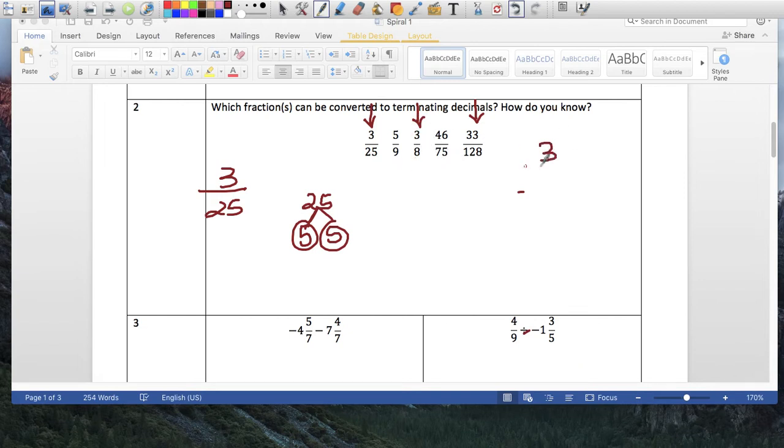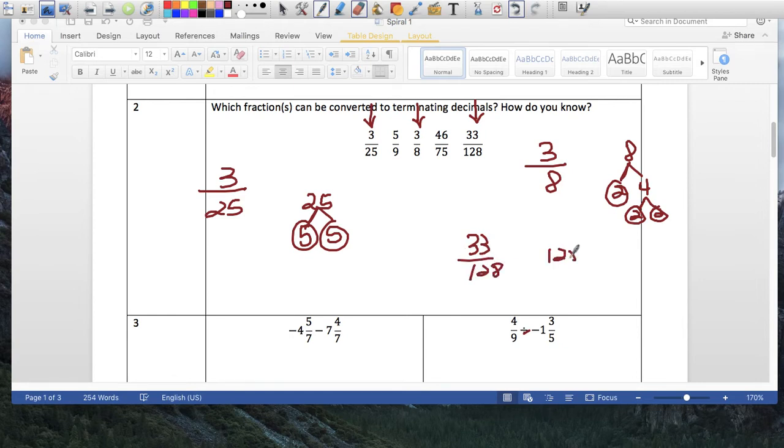3 over 8, if you break up the denominator, the 8 becomes 2 times 4, and the 4 becomes 2 times 2. So the denominator 8 written as a product of its prime factors is 2 times 2 times 2. And then 33 over 128.